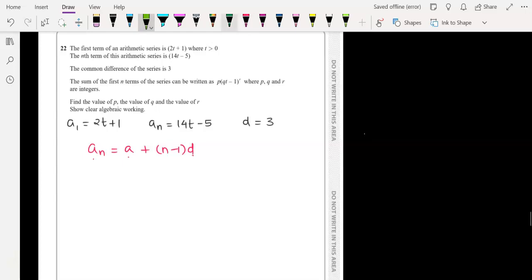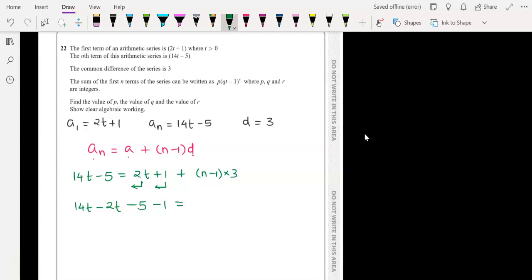Now, a n is 14t minus 5. Your first term a is 2t plus 1 plus n minus 1 multiplied by 3. So we'll move these two terms to the left. So 14t, when you shift 2t towards the left, it will become minus 2t. Minus 5 is as it is. You move plus 1 to the left, it will become minus 1. On the right hand side, we are left with n minus 1 into 3.